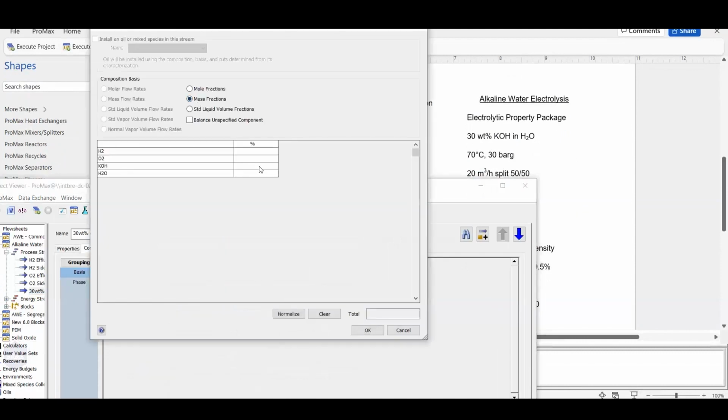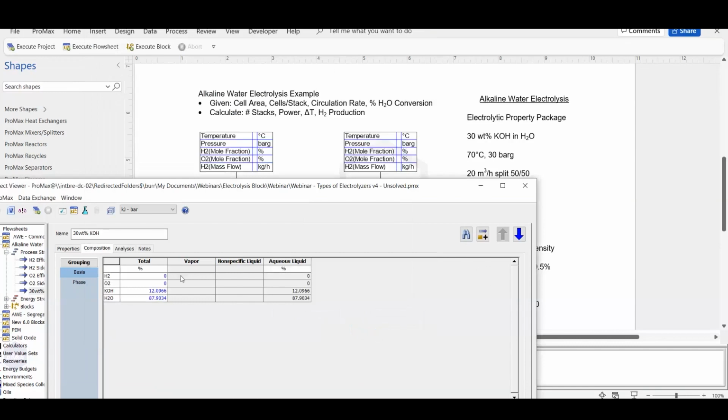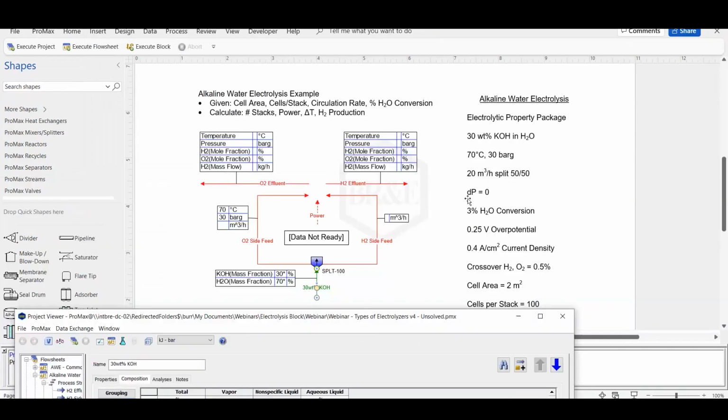Use mass fraction, 30% KOH, 70% water. Okay, should have a green stream there. And then we want to split the flow 50-50. We want half the flow going to the hydrogen side, half to the oxygen side.